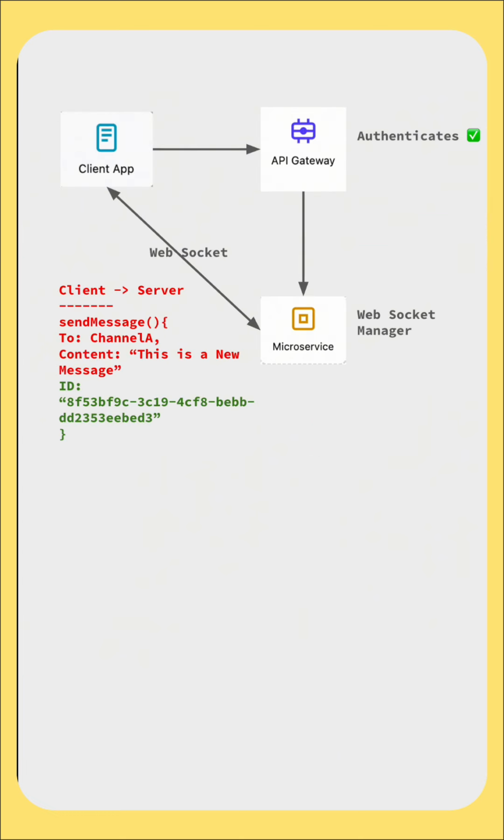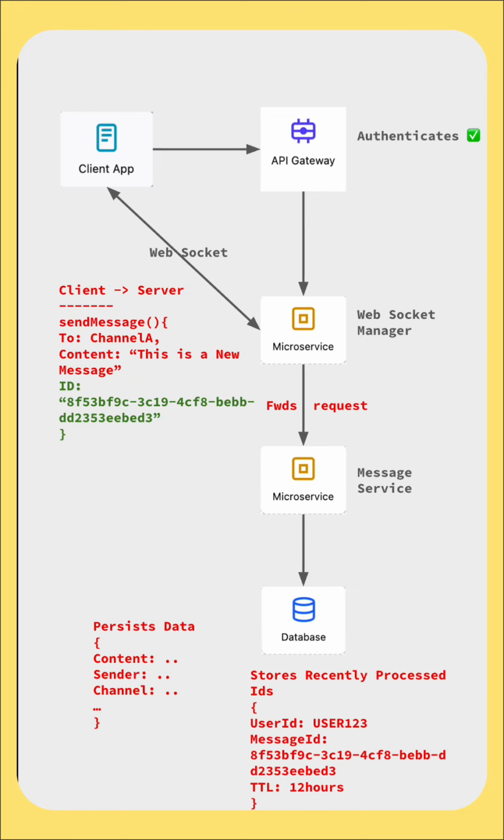Let's see. The idea is very simple. The app, every time it sends a message, it just sends one uniquely generated ID. This could be a sequence number, UUID, anything. It could be very simple, just a unique ID. So every time the message is sent, it also passes the ID. The WebSocket manager forwards the message to the message service. While persisting the data, it also persists the recently processed IDs. And it stays live for maybe, let's say, 12 hours.